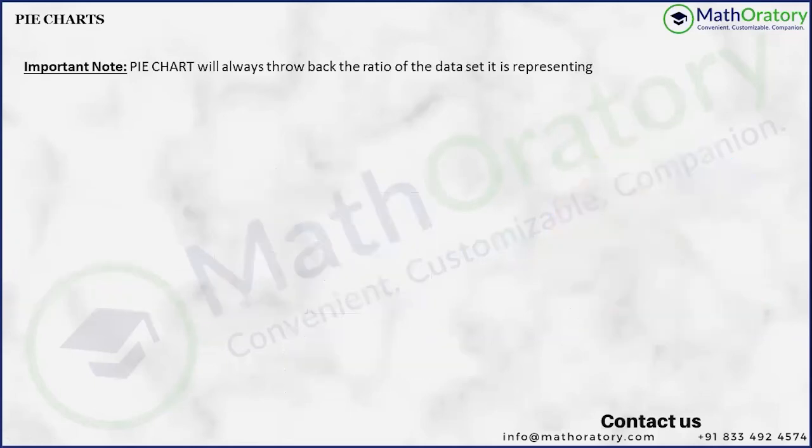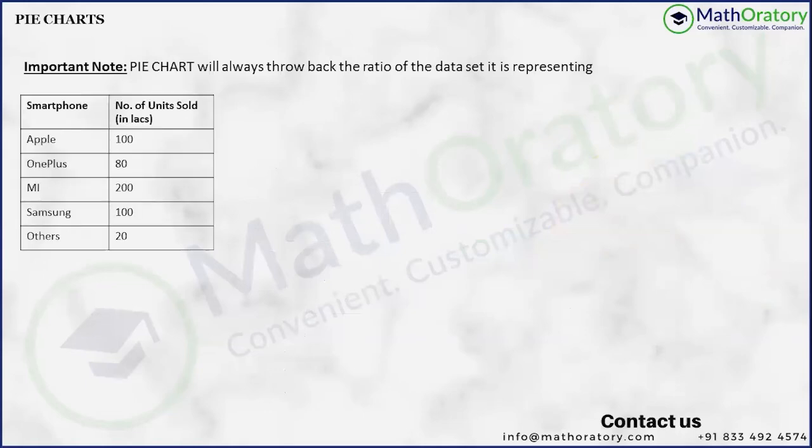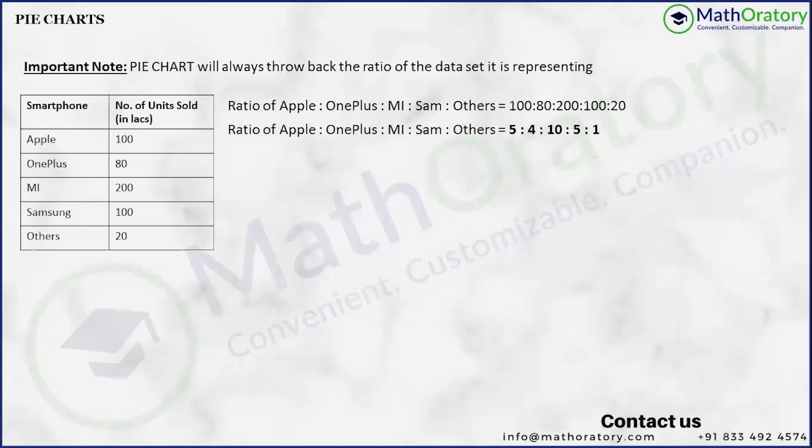Now, a very important point to note is that pie charts will always give you back the ratio of the data set it is representing. So let us understand from the previous example itself. The number of units actually sold is 100, 80, 200, 100, 20. So when we take the ratio of the units sold, it is 100 is to 80 is to 200 is to 100 is to 20, which in the lowest form is 5 is to 4 is to 10 is to 5 is to 1. Now, please note that this ratio, 5 is to 4 is to 10 is to 5 is to 1, is nothing but the ratio of the actual units sold.